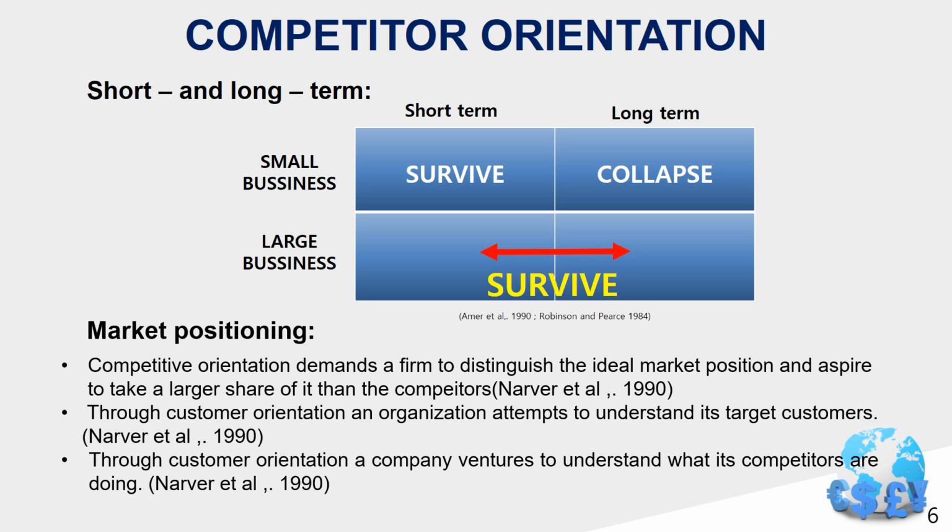Competitive orientation demands a firm to distinguish the ideal market position and aspire to take a larger share of it than the competition. Through customer orientation, an organization attempts to understand its target customers. Through competitor orientation, a company ventures to understand what its competitors are doing.